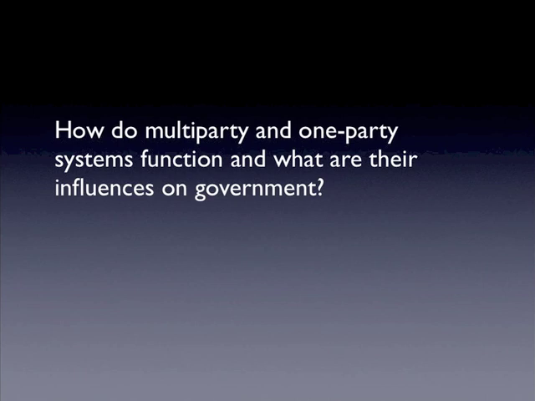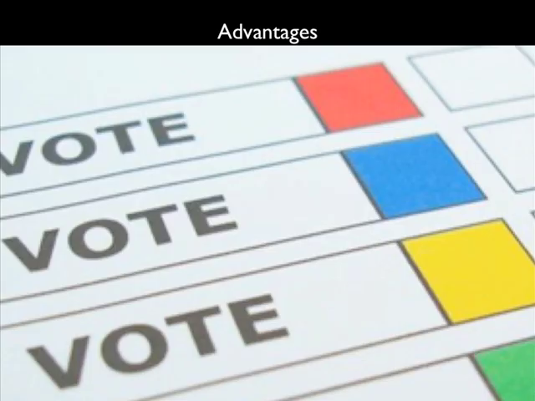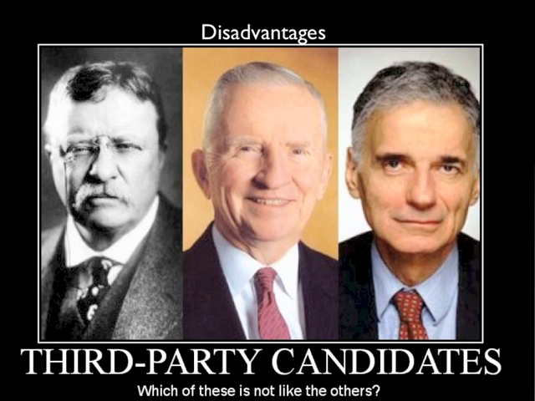How do multi-party and one-party systems function, and what are their influences on government? Some advantages include providing a broader representation of the people, being more responsive to the will of the people, and giving voters more choices at the polls. Some disadvantages include causing parties to form coalitions, which can dissolve easily, and failure of coalitions can cause instability in government.